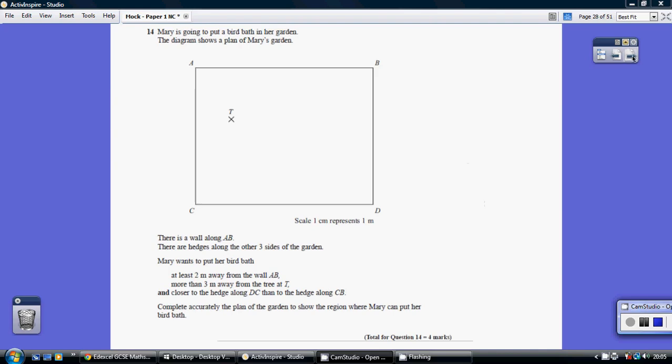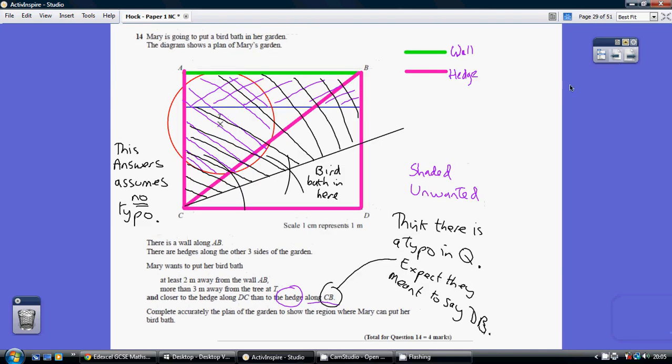Question 14. Now, I think there's a typo in the question here, which they would have never let slip through if this was going to be an external paper, but as it was just a mock, I guess they just let it go. I think they meant for it to be told that closer to the hedge along DC than to the hedge along DB. So I think they were talking about hedges here and here.